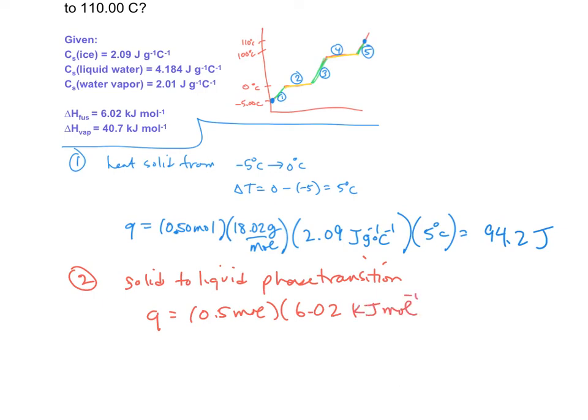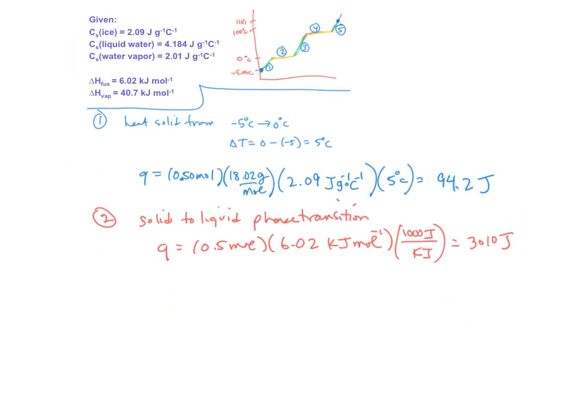Now for these, it's important to have the same units. For the phase transitions, you're going to have kilojoules. For the regular heating, it's going to be joules. So let's go ahead and multiply times 1,000 joules per kilojoule, just to have it all in joules. So in joules, you have 3010 joules, or 3.01 times 10 to the third joules.